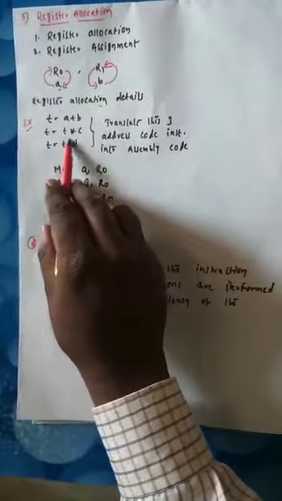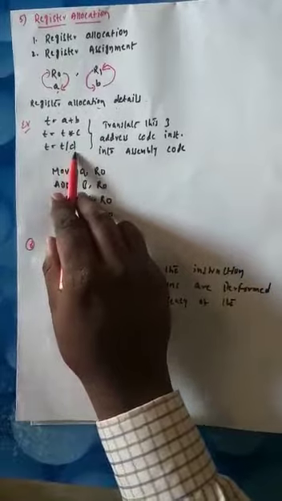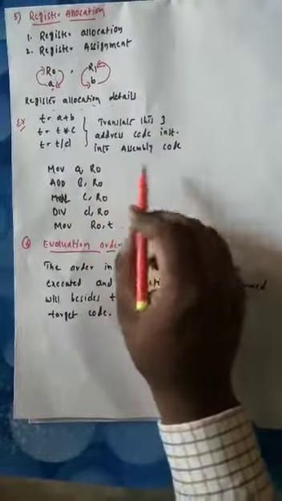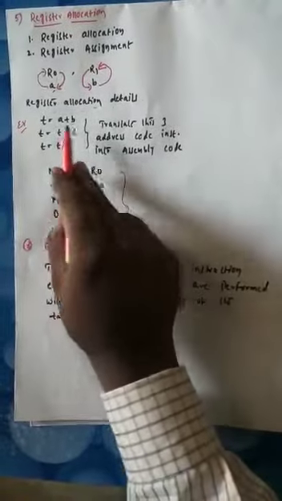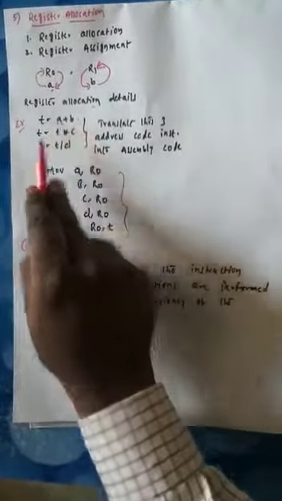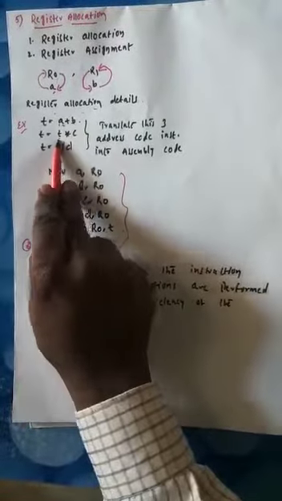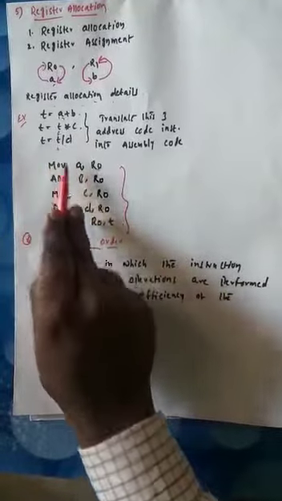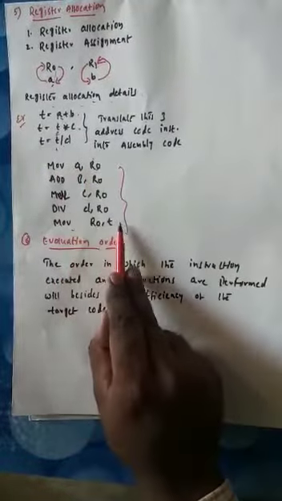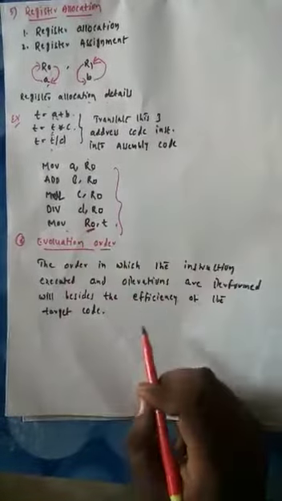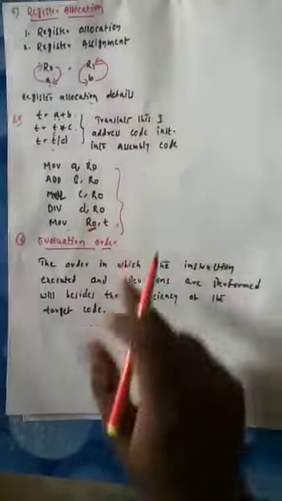So for the register allocation details, for example, if you have the 3 address code T equal to A plus B, T equal to T star C, T equal to T by D, translate this 3 address instruction into assembly code as: move A comma R0, add B comma R0, multiplication R0 comma C, fourth one division D comma R0, move R0 comma A. Finally, the result is stored in the register R0. So this is register allocation.